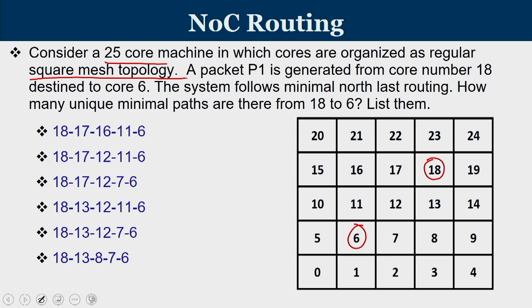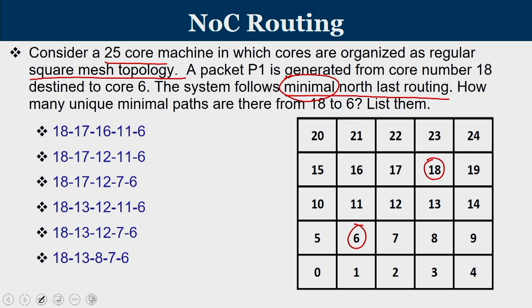Now, we have to understand what we mean by north last routing. Minimal north last routing says that, first of all, the minimality condition: at every hop, the packet should reach one hop closer to the destination. That is called minimality. If that condition is ensured everywhere, we can call the algorithm minimal. The second one is north last. If a packet wants to move in the north direction at any point of time, then it has to be done at the end. That means transitions towards south, east and west have to be taken first and only then you can take a north. The moment you take a northward movement, no other turns are permitted.